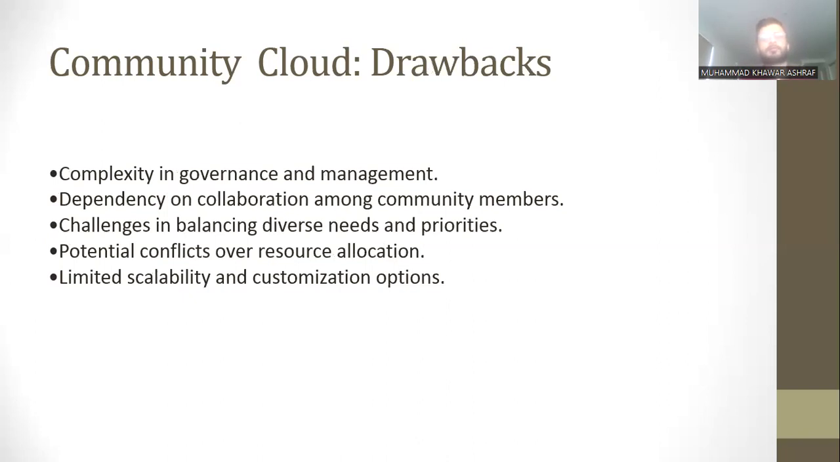And the drawbacks of the community clouds are complexity in governance and management, dependency on collaboration among community members, challenges in balancing diverse needs and priorities, potential conflicts over resource allocation, limited scalability, and customization options.